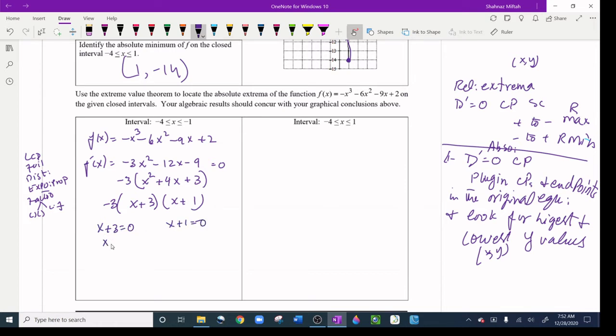This is going to give me -3, and this is going to give me -1. And -3 equals 0 doesn't make sense, it's not equal, so we don't do that. So I got -3 and -1.